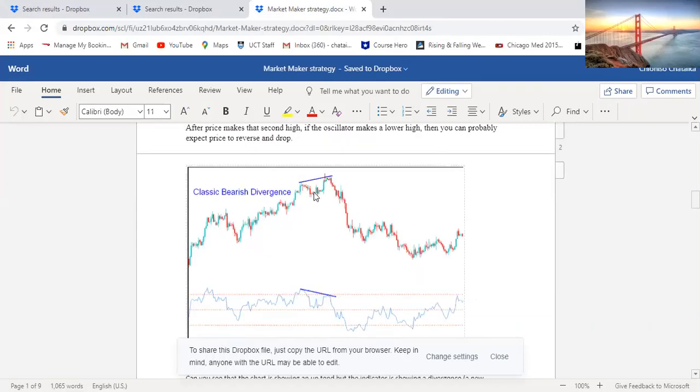Imagine if you got in here, price goes even higher and tags you out, and then ends up going in your direction. The broker doesn't stop hunt you. That's not what's going on.